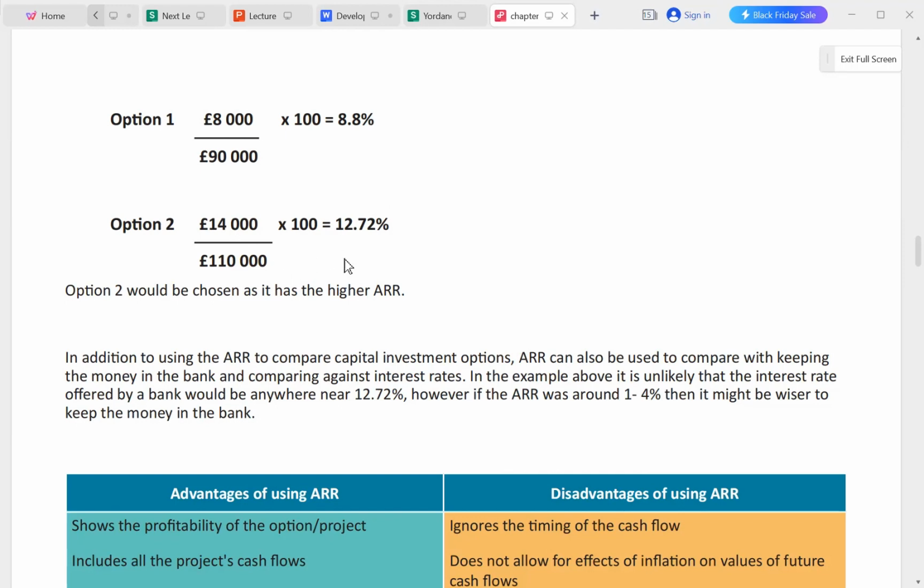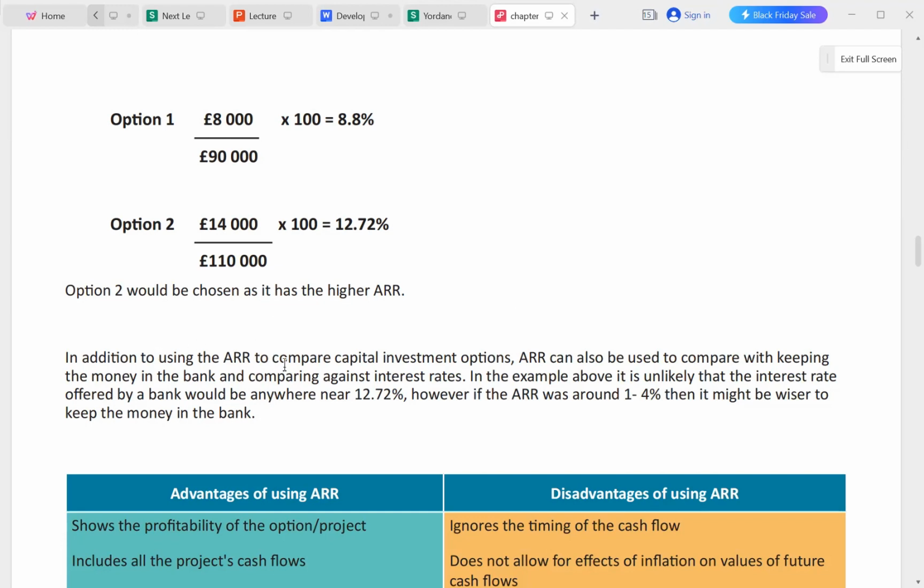Because we say that we always choose the higher ARR in any investment. So the second one had the higher average return, so we take option 2 as the investment for us, even though it had a long payback. Yes, we already know this one has the shortest payback, but on ARR it chooses the second option.